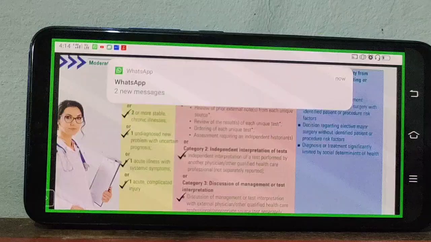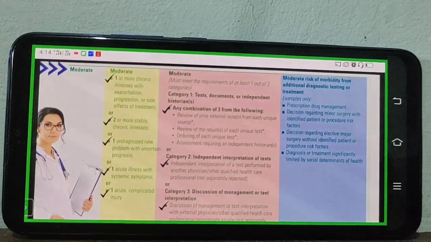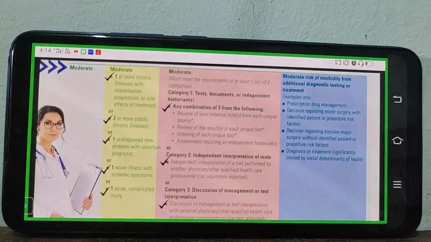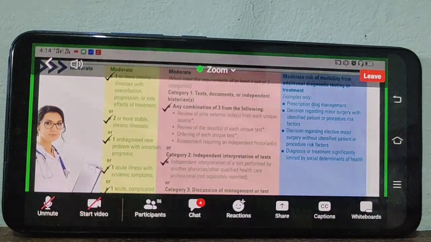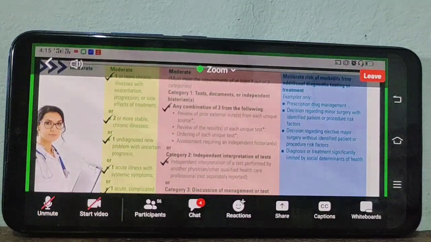The patient now has one new problem, an undiagnosed new problem. For example, a cyst means the character of that mass or lesion is not identified yet. So that is one undiagnosed new problem. Example: mass, lesion. Take a note.